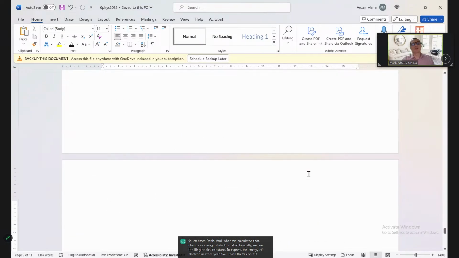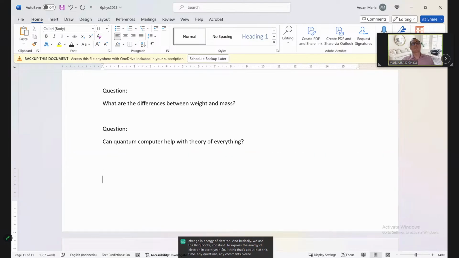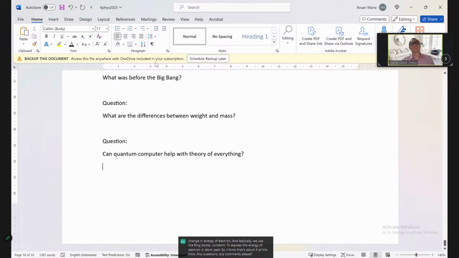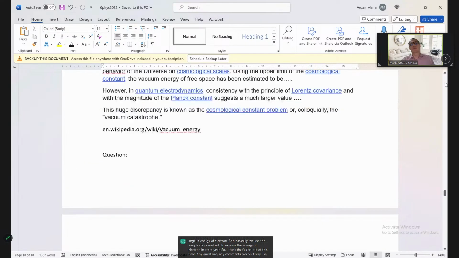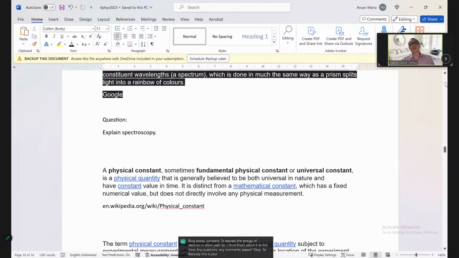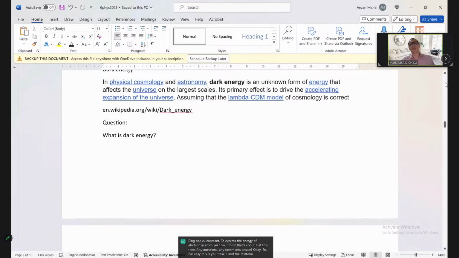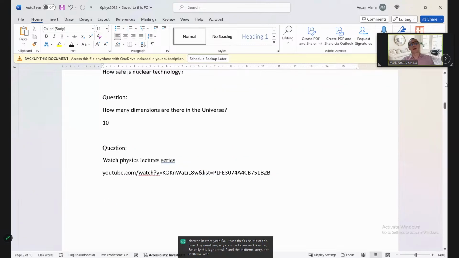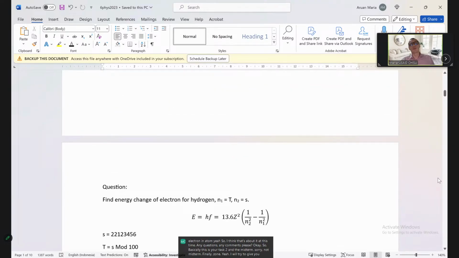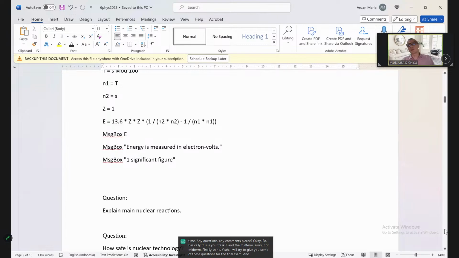I think that's about it at this time. Any questions? Any comments, please? Okay. So basically, this is your task 2 and the midterm. Sorry, not midterm, final exam. I will try to give you some of these questions for the final exam and for task 2. I think I will probably give you task 2 maybe in about 1 week from now, maybe on Thursday, not tomorrow, but maybe the week after if everything is okay.